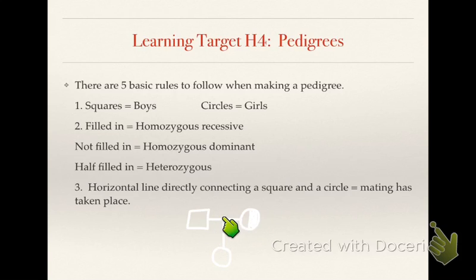I can tell they've mated because there's this line directly connecting these two. I can tell that they had an offspring because the line dropped down means a generation has occurred. And I can tell their offspring was a female. I can also tell that she was homozygous dominant because she's not filled in. So lots of information in a simple little graphic. That's why pedigrees are such a big deal in genetics.